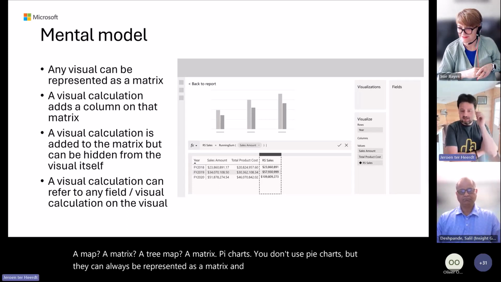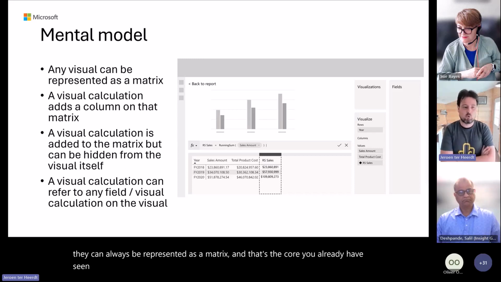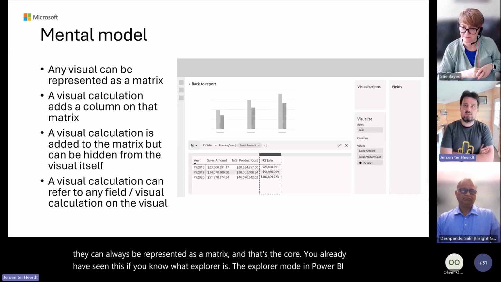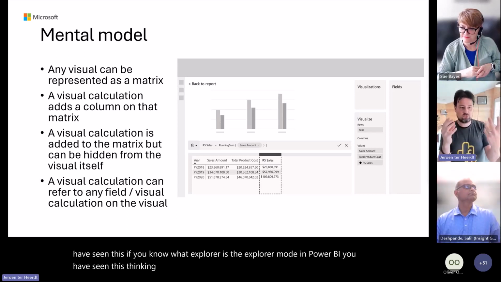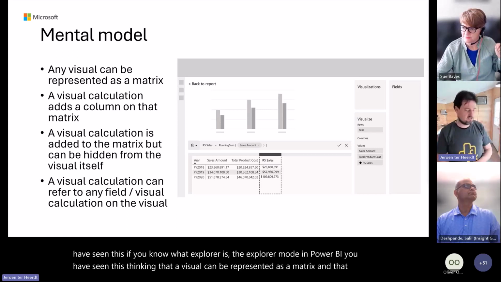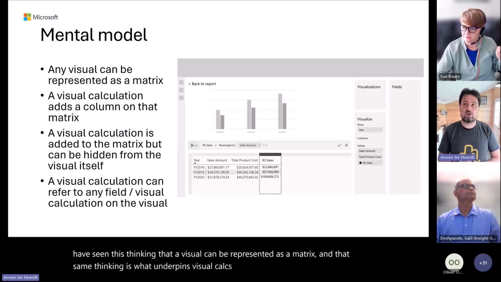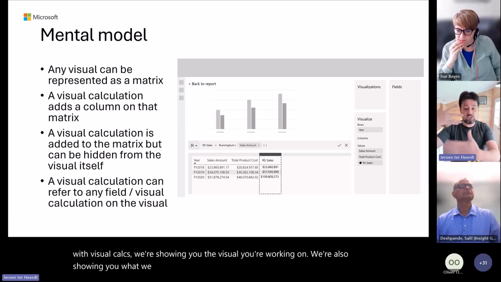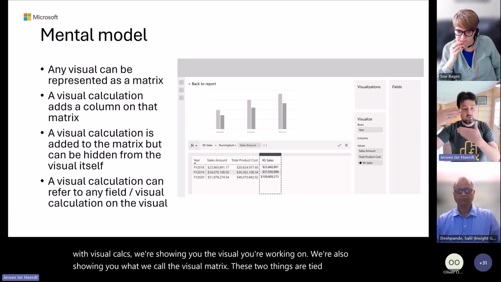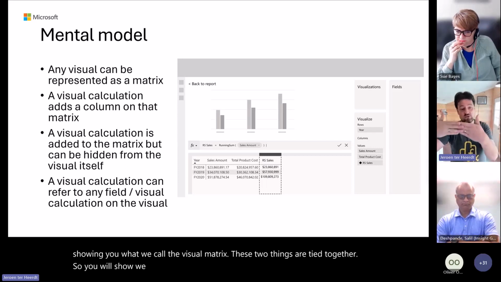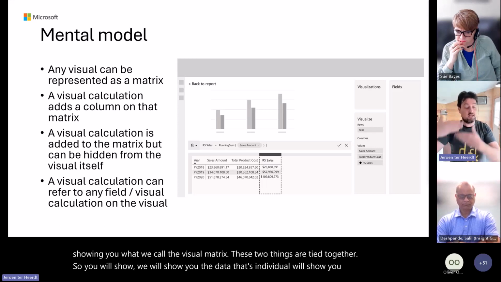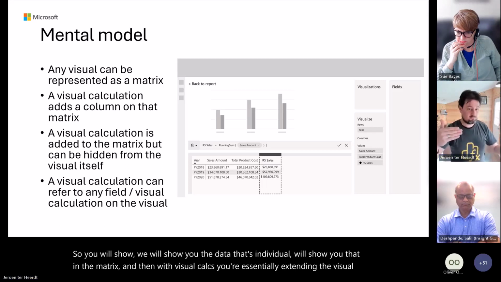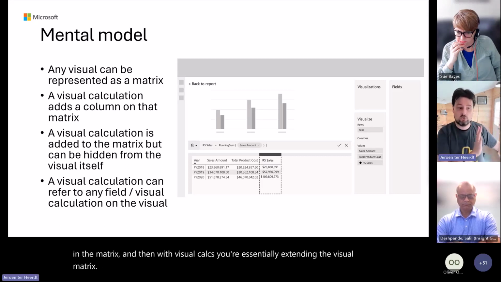And that's the core. You already have seen this. If you know what Explore is, the Explore mode in Power BI, you will have seen this thinking that a visual can be represented as a matrix. And that same thinking is what underpins Visual Calcs. So essentially what we're doing with Visual Calcs, we're showing you the visual you're working on. We're also showing you what we call the visual matrix. These two things are tied together. So we'll show you the data that's in the visual, we'll show you that in the matrix. And then with Visual Calcs, you're essentially extending the visual matrix to work with the data that's on the visual.